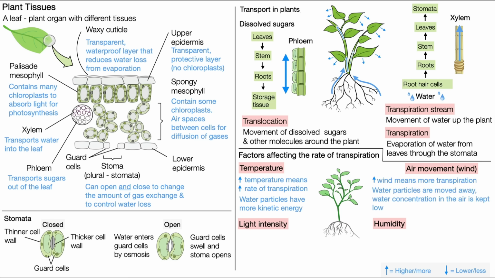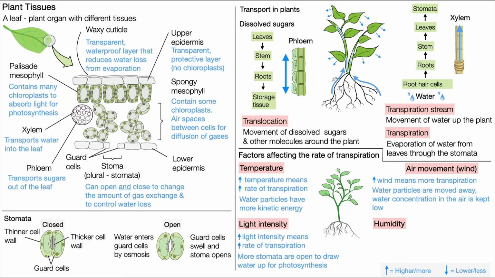High wind means more transpiration. That's because water particles are moved away from the surface of the leaf, and the water concentration in the air is kept very low. So there's going to be more diffusion of water out, in other words, more transpiration. High light intensity means a high rate of transpiration, and that is because there are going to be more stomata open, and as water evaporates out of the stomata, more water is drawn up, and this is for photosynthesis.